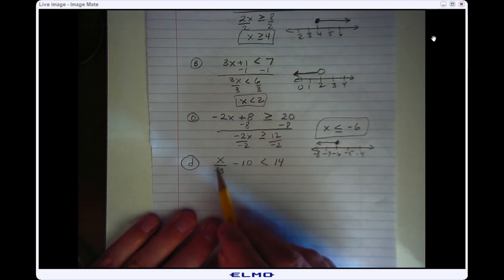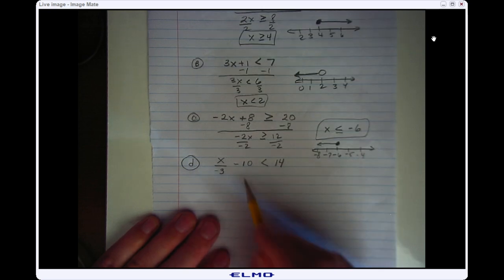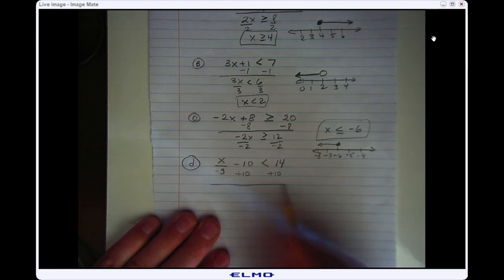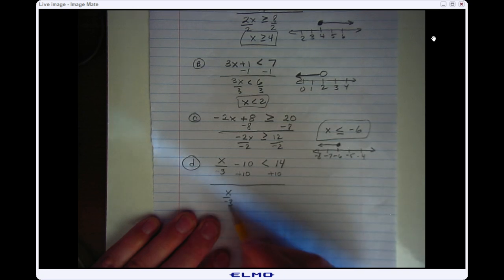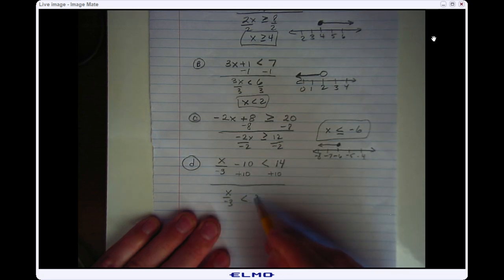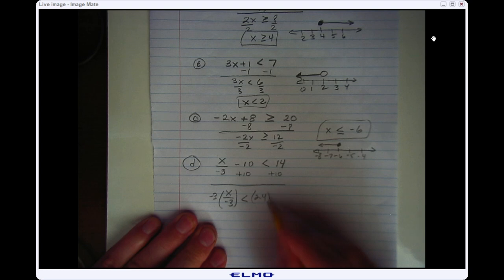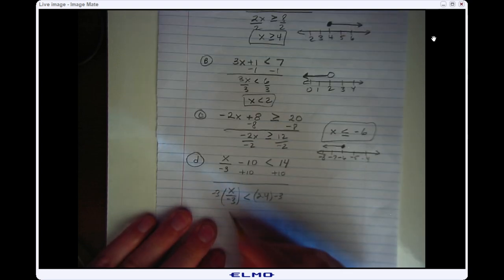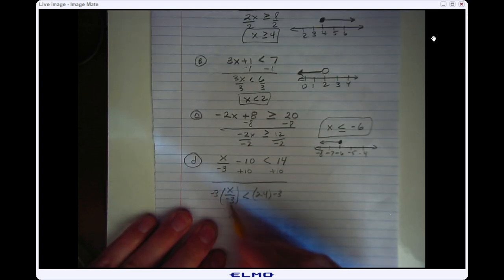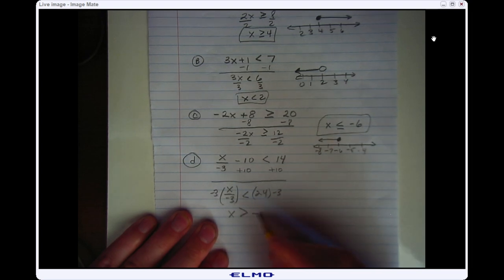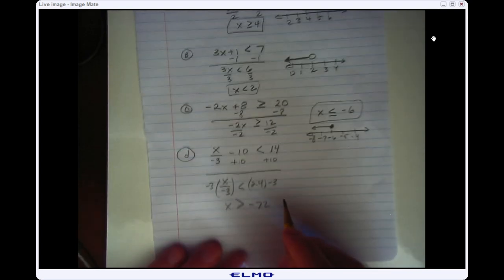So I'm going to do one more example. This time I'm dividing by a negative. So the first thing I'm going to do is add 10 to both sides. So I have x divided by negative 3 is less than 24. So the opposite of dividing by negative 3 is to multiply both sides by negative 3. And I'm going to have x. Now because I multiplied by a negative, I have to switch the direction of my sign, which is negative 72.